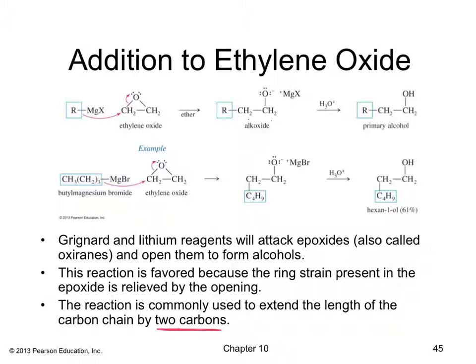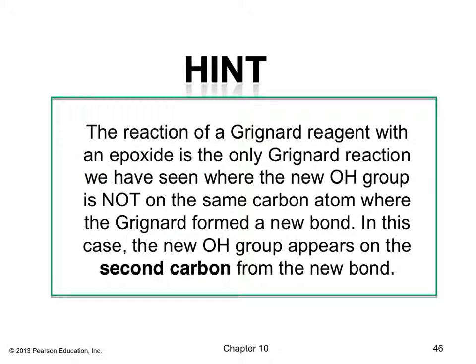An important thing to note is that the reaction of the Grignard reagent with an epoxide is the only Grignard reaction we've seen where the new OH group is not on the same carbon atom where the Grignard is formed. In this case, the new OH group appears on the second carbon from the new bond.